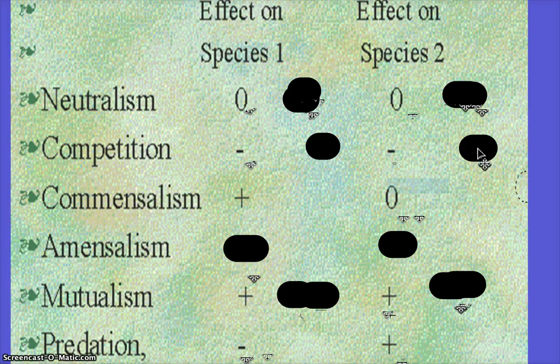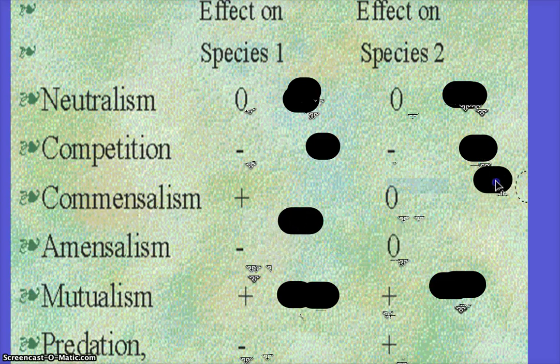Amensalism. This is the bad one. Kind of like the selfish relationship. 0, minus. One gets nothing and the other one gets harmed. And that's it. What's an example of that? An example of that is the algae bloom or the black walnut tree that secretes a chemical to impact the trees that are around it.